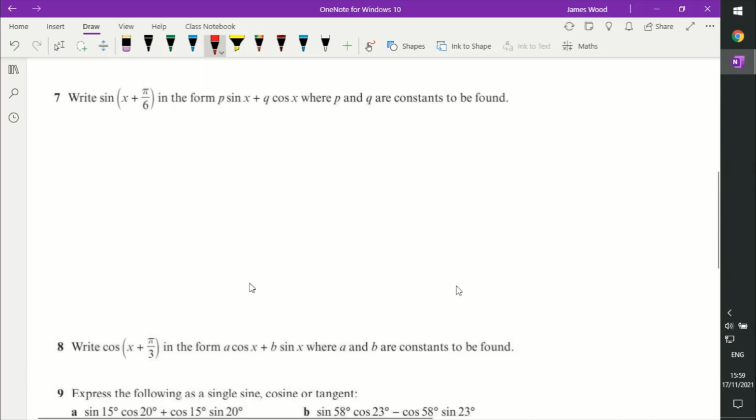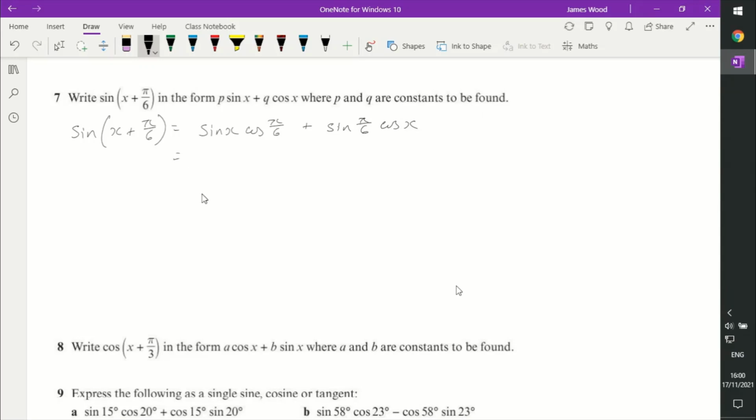Okay, number 7. Write sine of x plus pi over 6 in the form p sine x plus q cos x, where p and q are constants to be found. So I'm going to use the expansion, sine of x plus pi over 6. So using the addition formulae from before, this is going to give me sine x cos pi over 6 plus sine pi over 6 cos x.